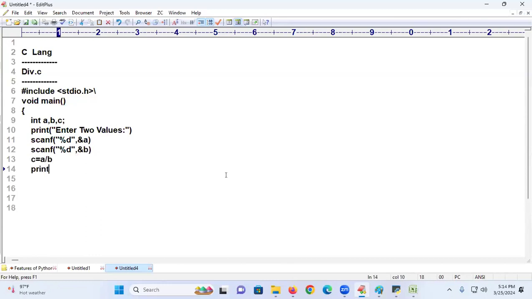And printf you are writing: div is equal to percentage d or percentage f, and ampersand of c. And you are writing getch here. And it is working fine. Semicolons you are giving at the end of each statement. This is working fine. When I give this question in the practical exam, if I come to our college, you will feel today is really holy, I'll get 50 out of 50. But after my viva is over, you will feel that your life is wasted.